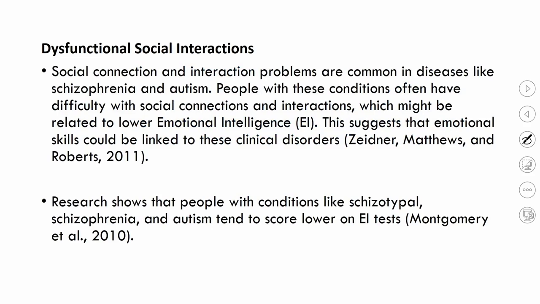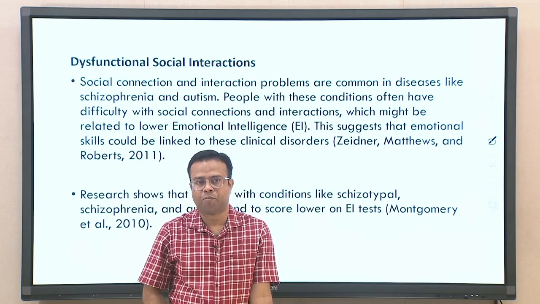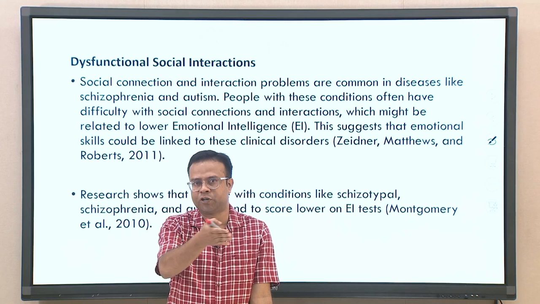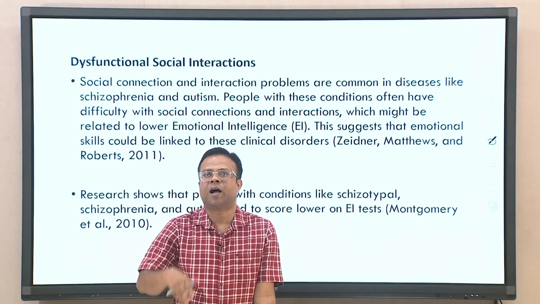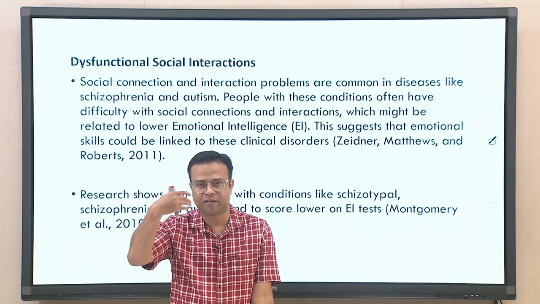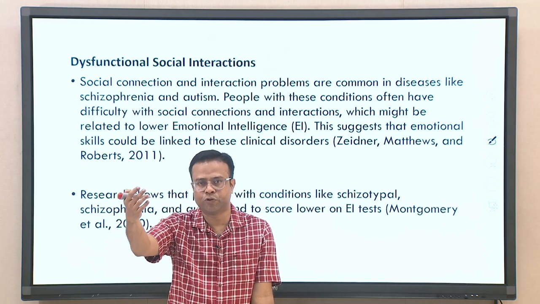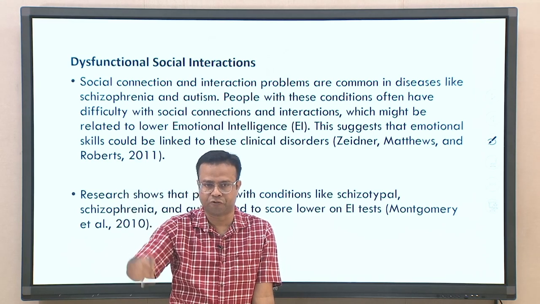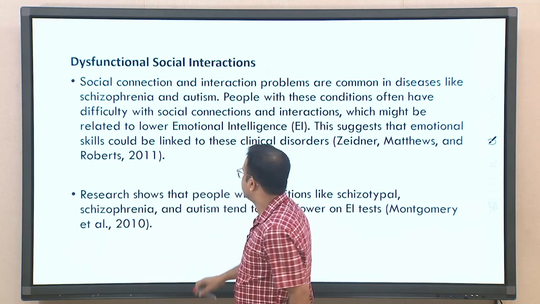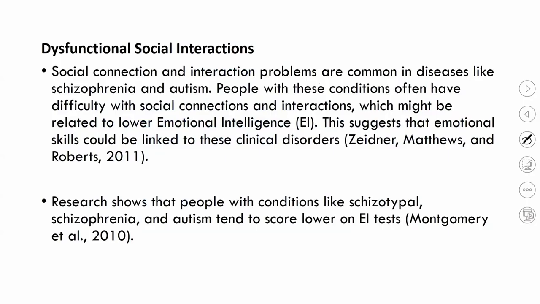Some dysfunctional social interaction, as we said, is another class of social disorders where a person is not able to connect or form relationships or bonds with other people. So, that is also connected to low EI, because one of the indicators of higher emotional intelligence is that people are good at connecting with other people, having empathy and all these kinds of things. So, social connection and interaction problems are common in certain disorders like schizophrenia and autism. People with these conditions often have difficulty with social connections and interactions, which might be related to lower emotional intelligence.